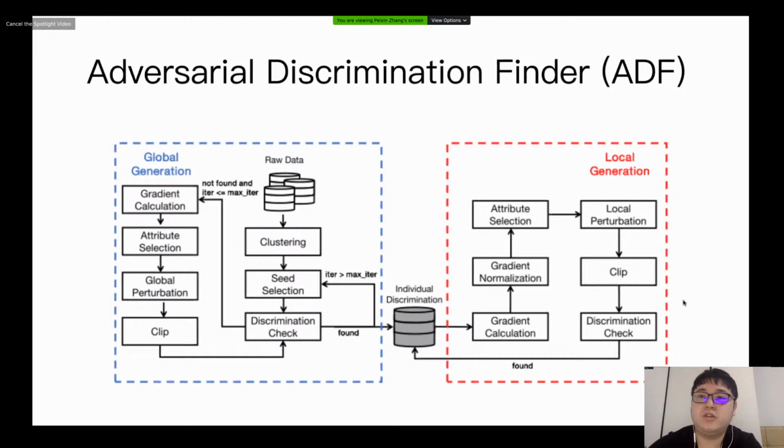Here is the overview of our algorithm, ADF. We divide it into two stages. First, global generation aims to increase the diversity of the generated individual discriminatory instances. And then, based on the robustness of deep neural networks, local generation tries to obtain more and more individual discriminatory instances by searching the neighbors of the identified ones. Although both phases need to calculate the gradient, they utilize it in different ways. Next, we will detail these two phases.